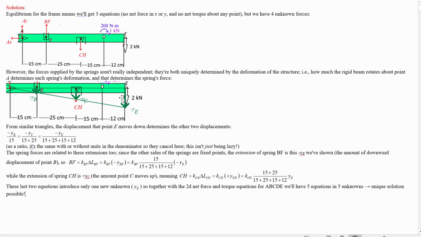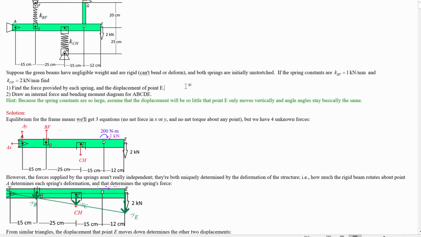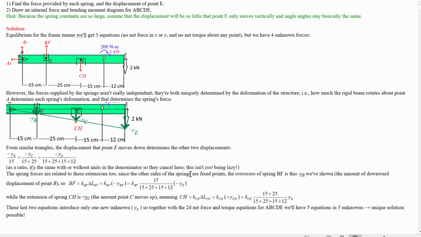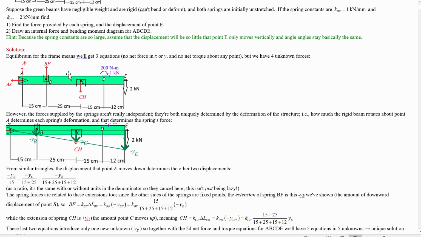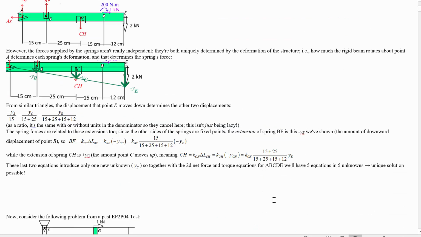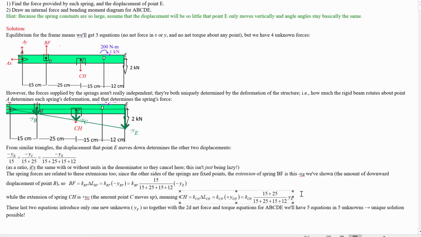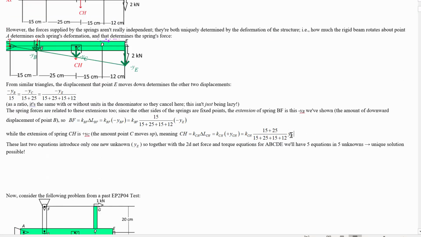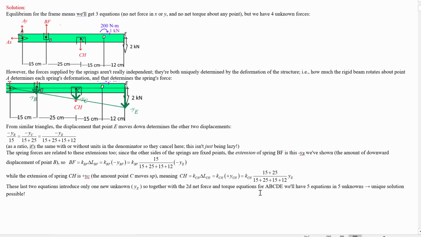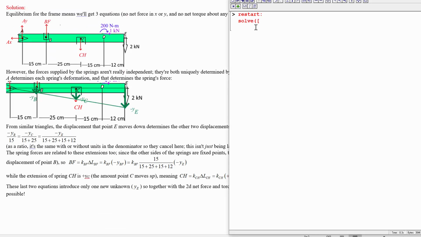Or you could have used any other point along the beam to write out the forces, but it's convenient here because the question was also asking us to figure out the displacement of point E, so we'll just write both of those forces in terms of point E's displacement. Okay, so the 3 equations we'll have for equilibrium, plus the 2 equations that we have for the spring forces in terms of this tip displacement, will give us 5 equations, and the 5 unknowns would be these 4 forces and that tip displacement. So now we're in a position that we can solve. So let's get solving this.